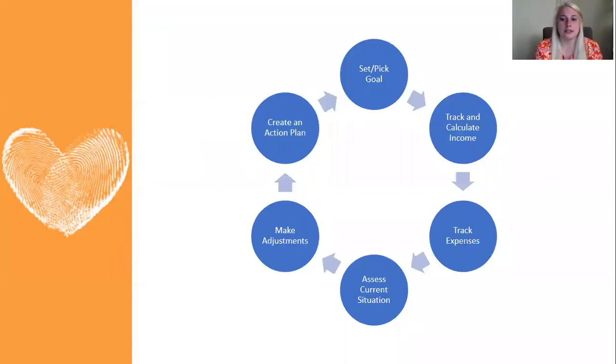So this is the same cycle we saw before. Picking a goal goes back to class 2. Calculating and tracking income and expenses goes back to class 3. And then assessing your current situation and making adjustments is more about this class and what you're going to get out of this. Creating an action plan is going to be the follow-through, the next step in becoming a better financial person overall and really achieving those goals.